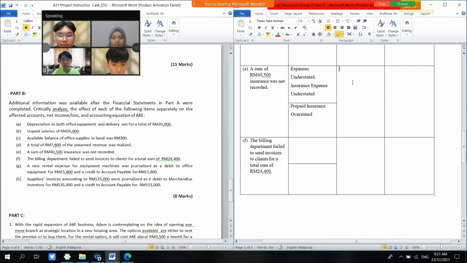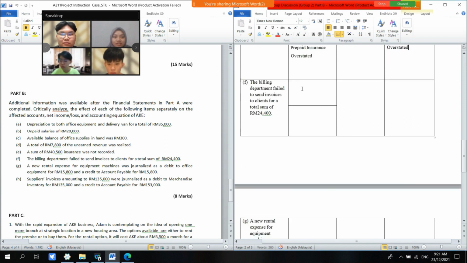Net income is overstated. Assets are understated. Sorry, the assets should be overstated because the prepaid insurance is already overstated. Also, owner's equity is overstated. Okay, so I will pass to Shian.